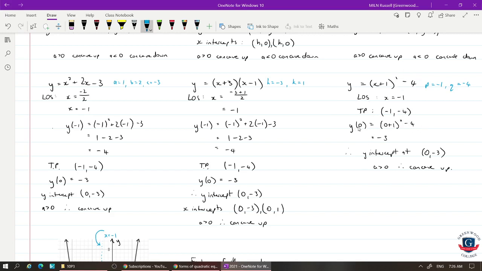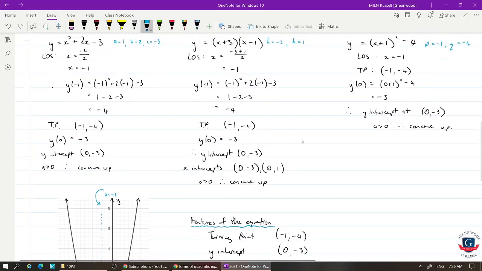For the y-intercept, substitute in 0. So 0 plus 1 will give me 1. Squared take 4 is -3. The y-intercept's at 0, -3, found from here. And the a value in this case is 1. So a is greater than 0, therefore it must be concave up.